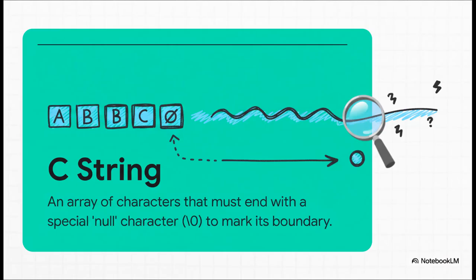So what exactly is a C string then? It's really simple, just an array of characters. But it has one critical, non-negotiable rule. It absolutely must end with a special null terminator, that 0 you see there. You can think of it like the period at the end of a sentence. Without that little guy, C has no idea where the string is supposed to stop, and it'll just keep on reading into random memory. Trust me, that's a recipe for disaster.